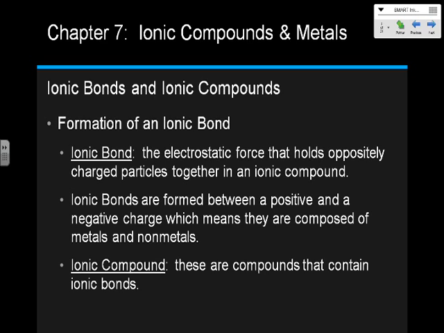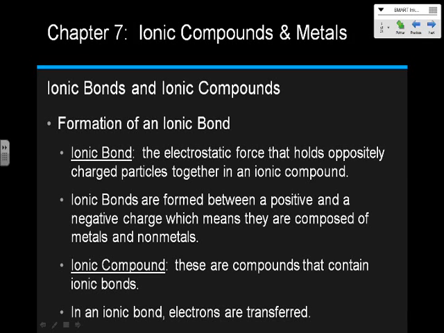Now, an ionic compound are the compounds that contain these ionic bonds, okay? So a compound is going to have many of these bonds all together. You've got to remember that ionic is between a metal and a nonmetal, because later we're going to talk about covalent compounds, and those are between two or more nonmetals. So you're going to have to know the difference, so make sure you remember this.